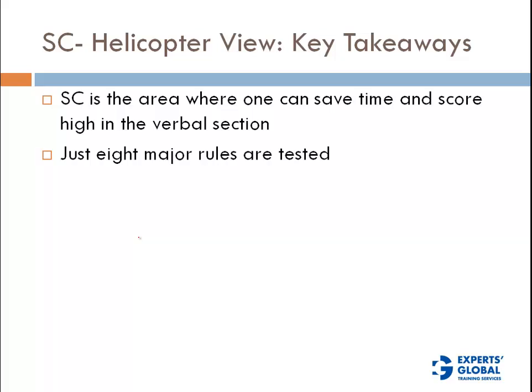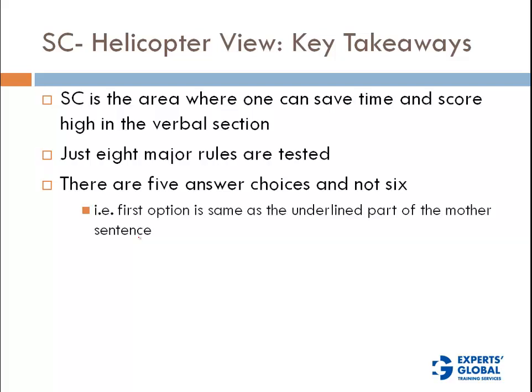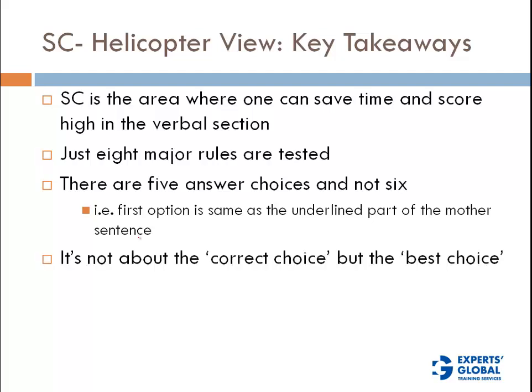It's a myth that GMAT sentence correction is a test of English grammar. That is not the case. And while good grasp over the grammar is going to help you, you don't have to be an English grammar expert to get these questions right. There are 5 answer choices and not 6. So what it means is that the first option is the same as the underlined part of the sentence. It's not about the correct choice, but the best choice.